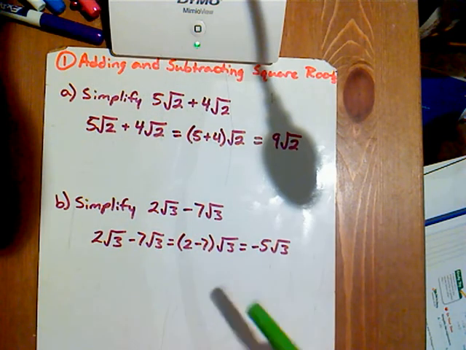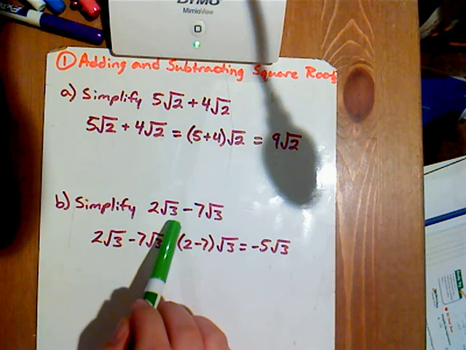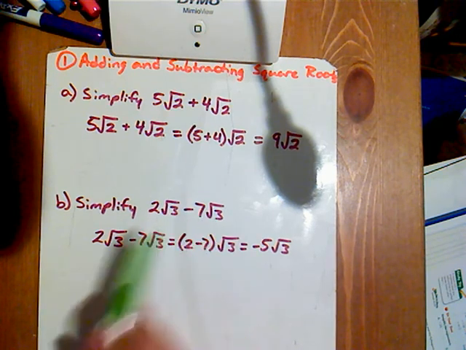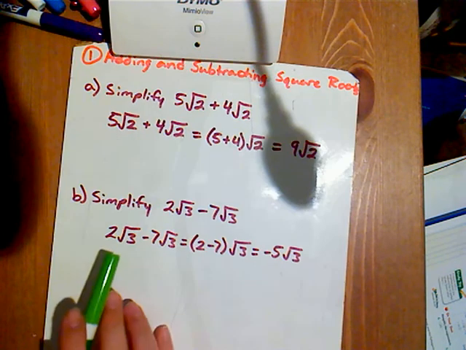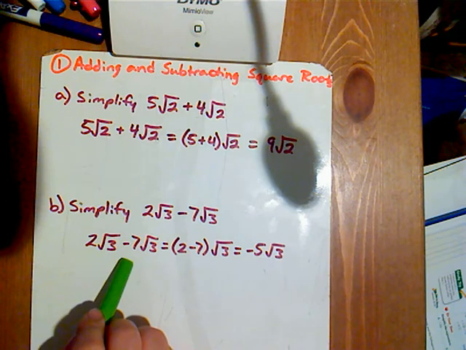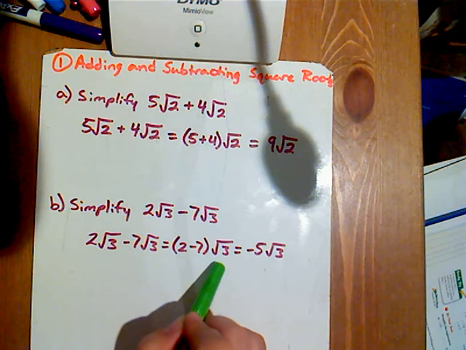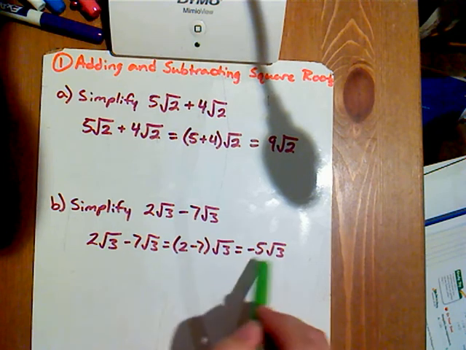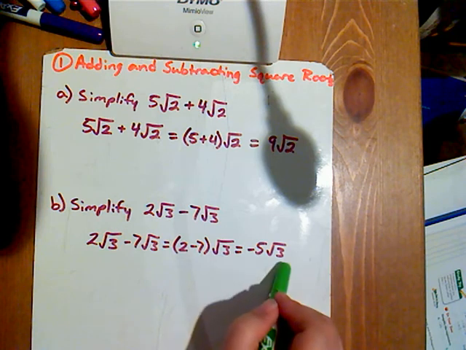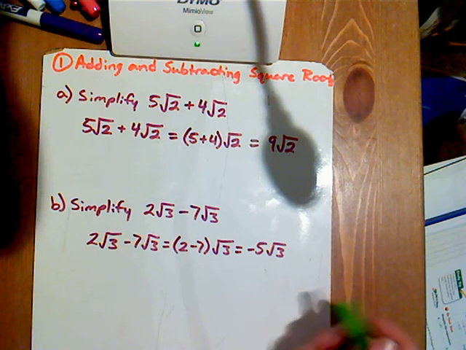Same concept when you're subtracting. B wants us to simplify 2 times the square root of 3 minus 7 times the square root of 3. Once again, we combine our like terms: 2 minus 7 times the square root of 3. That 2 minus 7 gives us negative 5. So our final answer is negative 5 times the square root of 3. And that is adding and subtracting square roots.